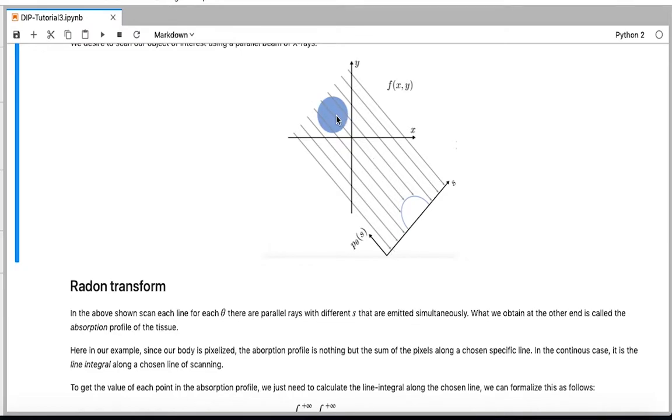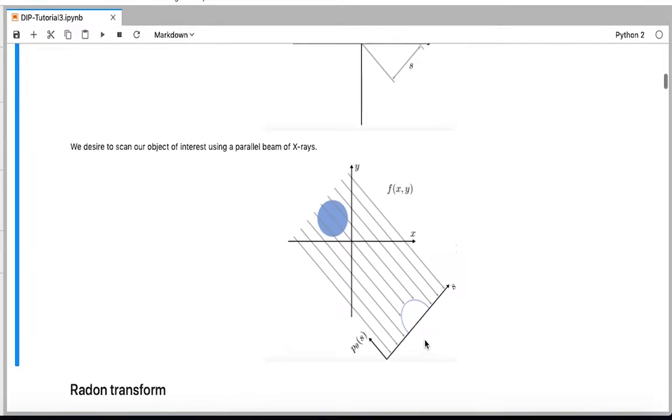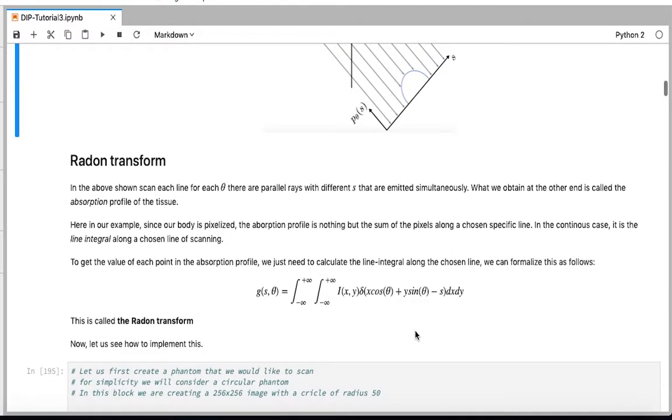Since the ray is attenuated here, you get something like this, right? So this forward model can be formulated like this. You basically take an integral over x and y, when you have a line like this, and each projection for a given s and theta can be written as a double integral, where I of x y is our body, and delta is basically the line function.